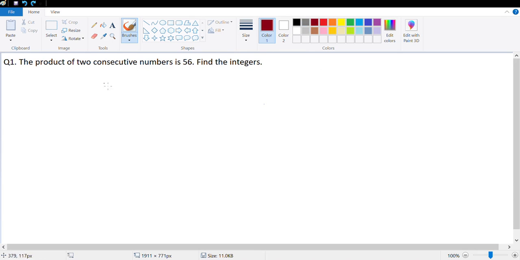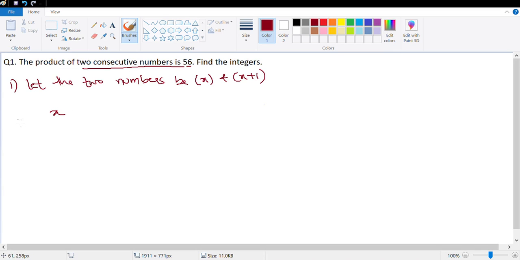It says the product of two consecutive numbers is 56. So let the two numbers be x and x plus 1. Since these are consecutive numbers, they are x and x plus 1. As per the question, the product of the two consecutive numbers, x times x plus 1, is equal to 56. Let's open the bracket. x squared plus x is equal to 56. x squared plus x minus 56 is equal to 0.